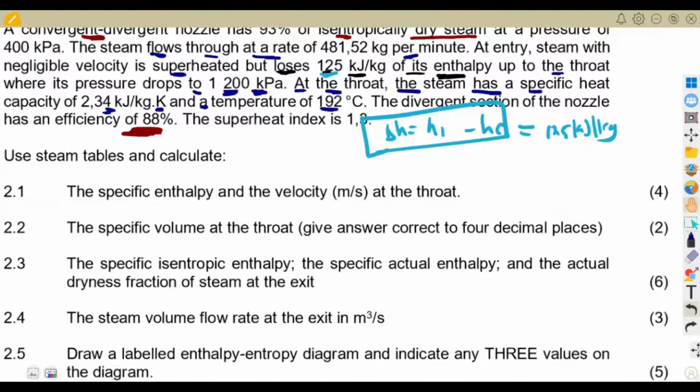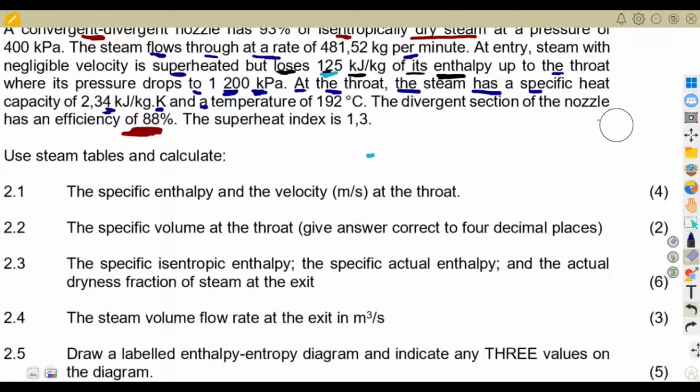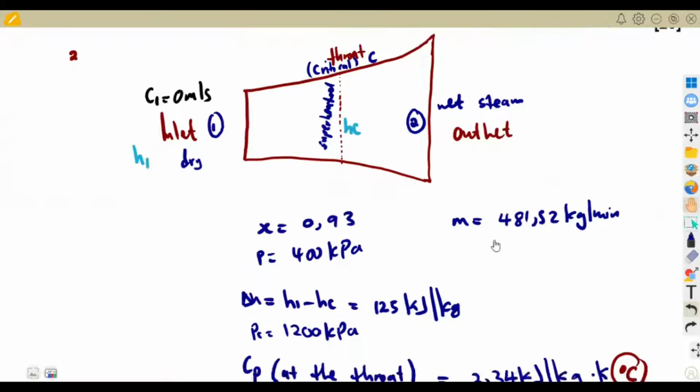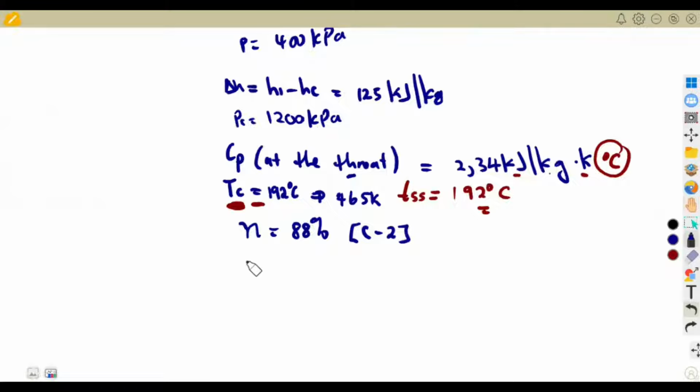The other part here is the superheat index. The superheated index N is 1.3. So that is N for the superheated steam, which is 1.3. Remember, this goes together with the superheated steam whenever the steam is being superheated. All right.